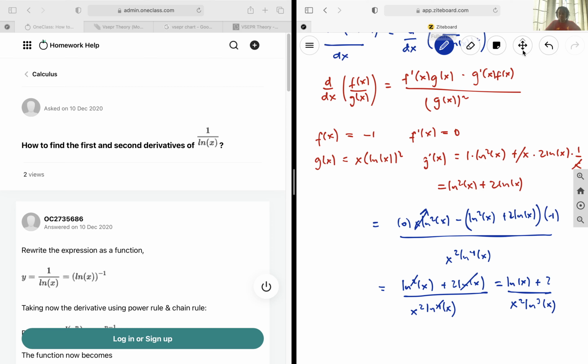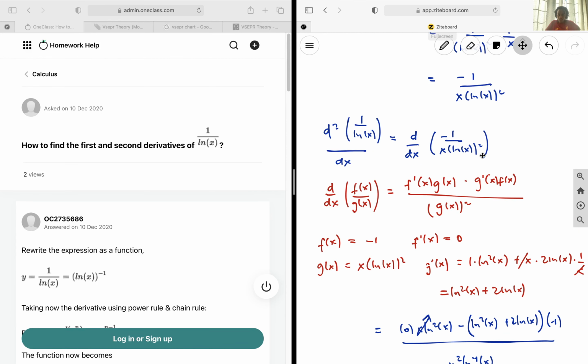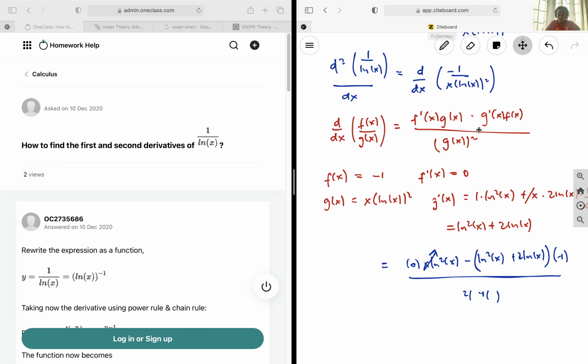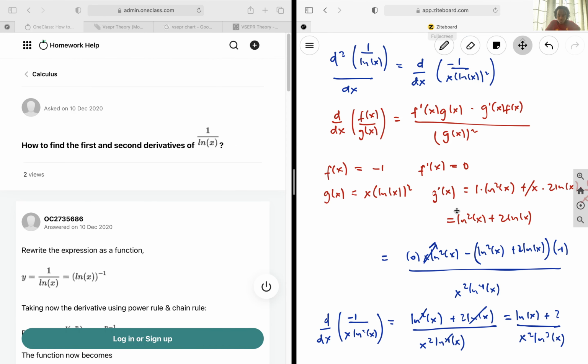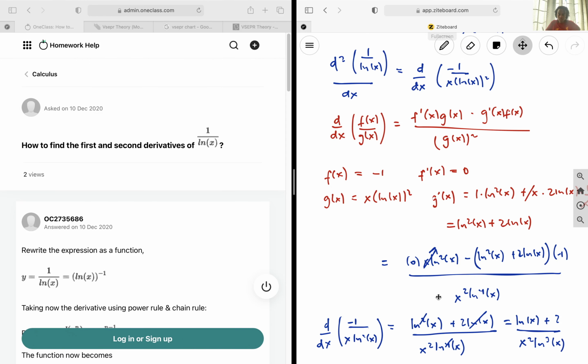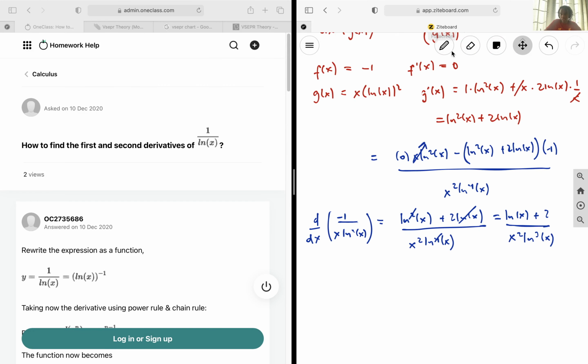Let's just scroll up to ensure that there's nothing else we're supposed to search for. So this is, as we know, d over dx of negative 1 over x ln squared x. Yeah, and so that's exactly what we're looking for, and this is our final answer.